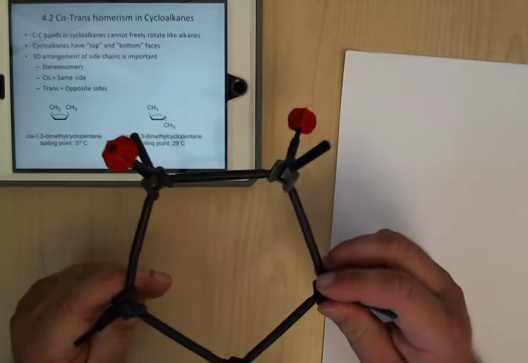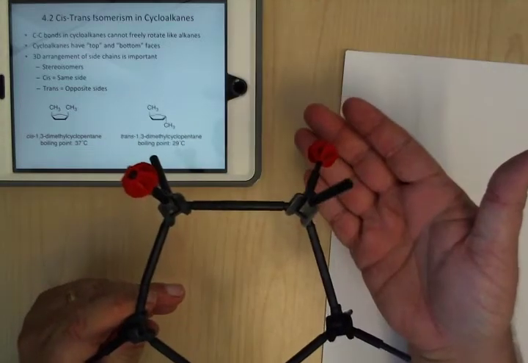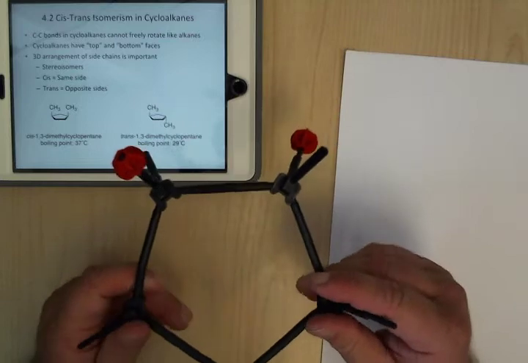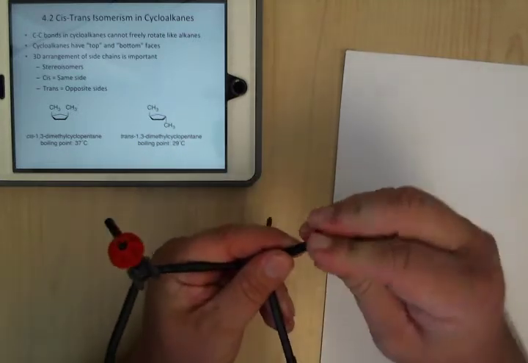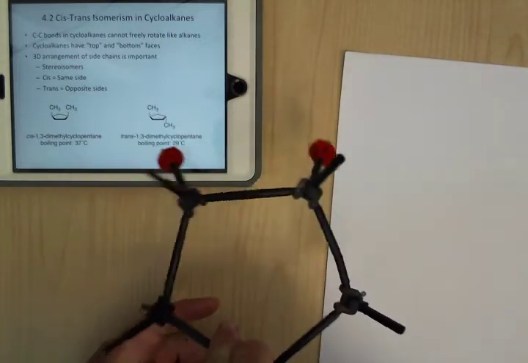Okay, one's on the bottom face. One's up, one's down. It actually makes a difference, right? So if they are on the same side, so they're both up or they're both down, in this case, they're either both up or both down.